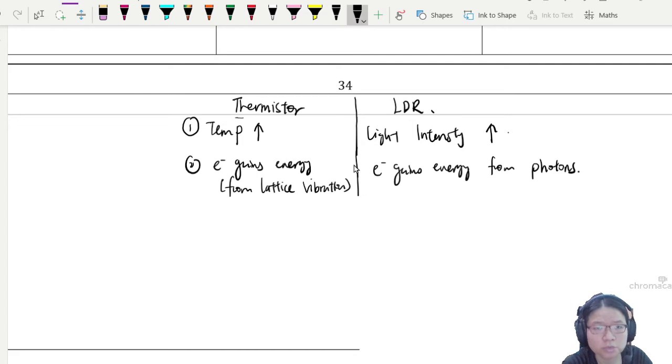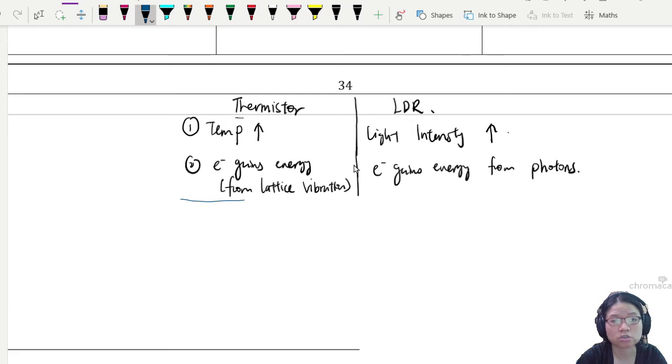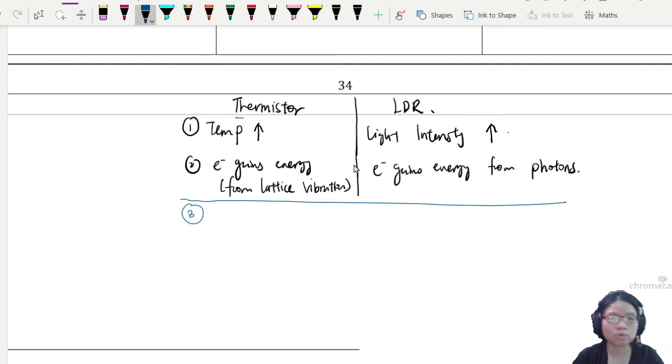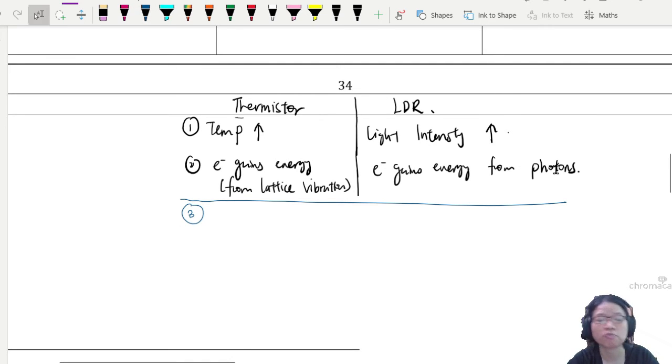All right, so this is where things are a bit different. But the band theory for both the band diagram, or the energy diagram, for semiconductor, thermistor and LDR look the same, right? So in this case, they will have a similar explanation. I'm going to draw a line here. Okay, so point number 3, you can say now the electron has energy either from lattice vibration or from photons.